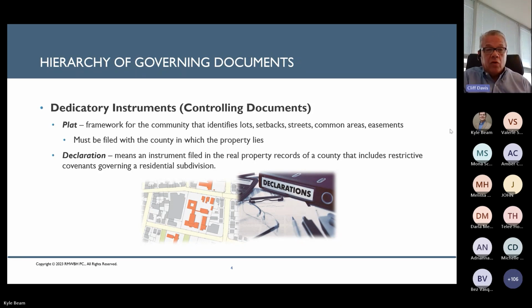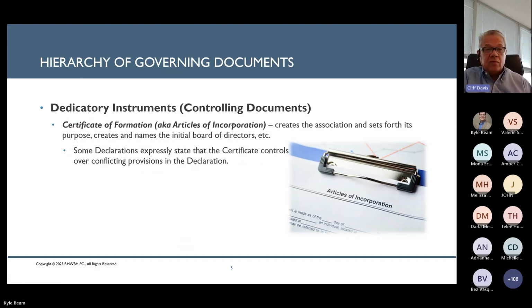And then the third of the first three important dedicatory instruments is the certificate of formation, which used to be called the Articles of Incorporation. What that document does is create the association, typically as a nonprofit corporation in the state of Texas. It may also have some restrictions, not really restrictions of what you can do with the property, but some guidelines on how the association will operate. And sometimes those may be in conflict with the declaration.